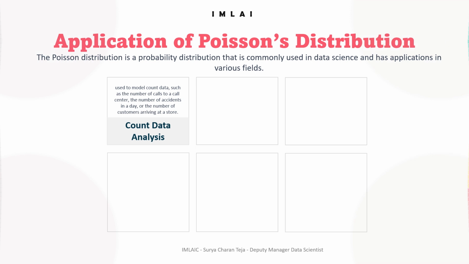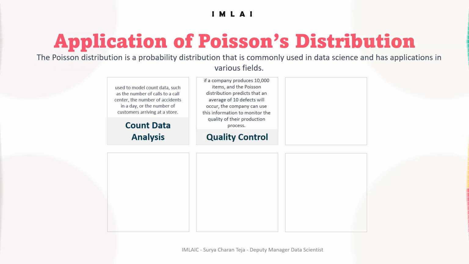The Poisson distribution is often used to model count data such as the number of calls to a call center, the number of accidents in a day, or the number of customers arriving at a store. Then we have quality control. The Poisson distribution is used in quality control to monitor the number of defects in a product. For example, if a company produces 10,000 items and the Poisson distribution predicts that an average of 10 defects will occur, the company can use this information to monitor the quality of their production process.